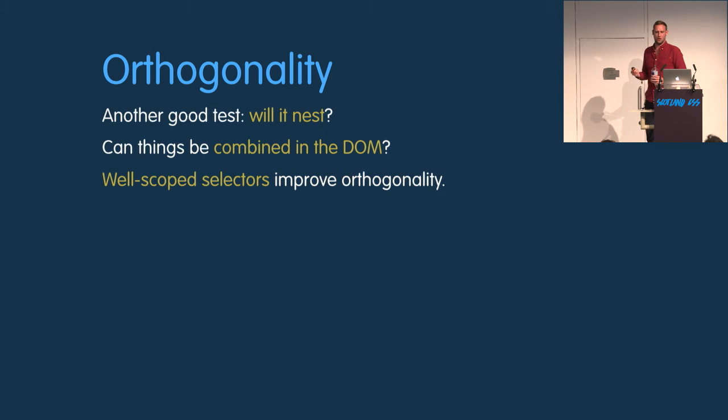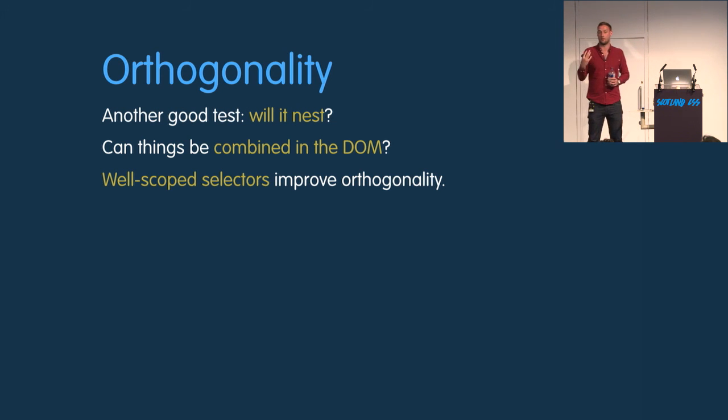Another good test for orthogonality is: will it nest? This is testing orthogonality actually in the HTML. How well can we combine and compose things in the DOM? Can we put something inside of something else and both of them still render the same? The subcontent H2 versus text center example we looked at earlier is an example of non-orthogonal CSS. So well-scoped selectors help improve our orthogonality.